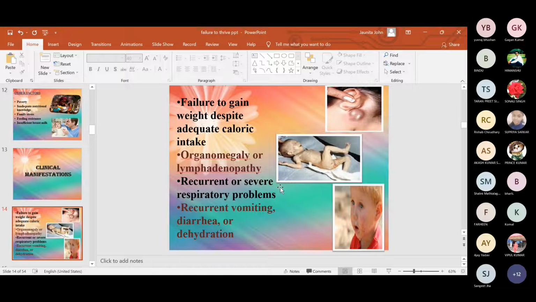Organomegaly means enlargement of any organ in the body. Any organ can be, it can be liver, it can be spleen. The next is lymphadenopathy. That is again an enlargement of the lymph nodes. In response to what? क्यों enlargement हो रही है? You can clearly see in the very first picture, that is lymph nodes enlargement.